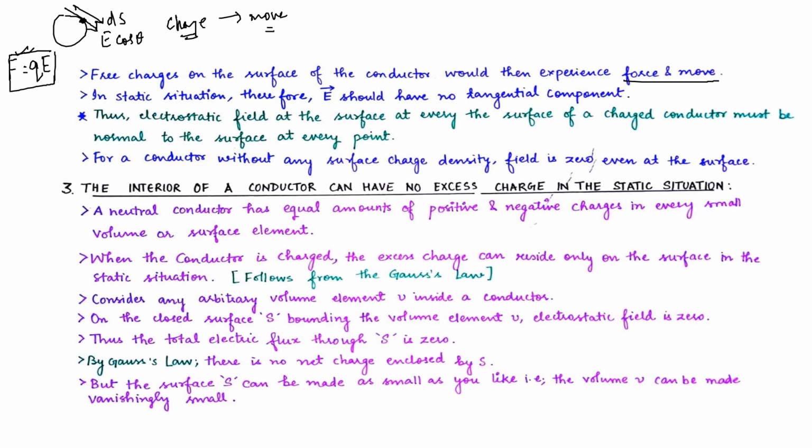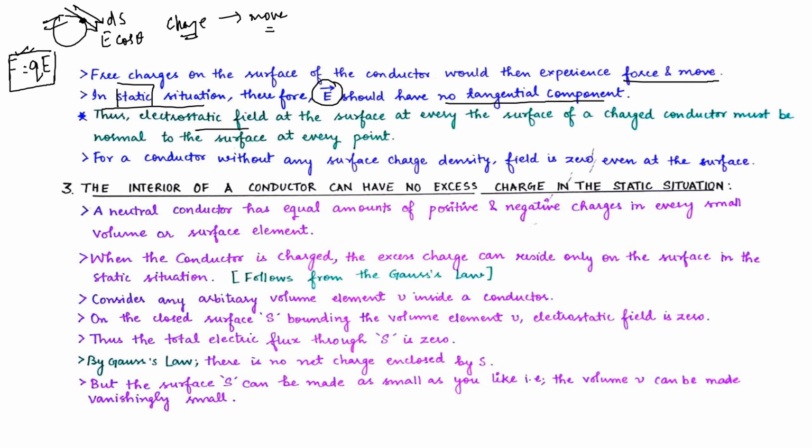So we assume that at this particular point, for knowing the electrostatics, we are not dealing with electrodynamics, we are dealing with electrostatics. So to know this electrostatics, we are dealing with this concept. Now in static situation, therefore E should have no tangential components. For us the main thing is the static situation. So in this static situation, E should not have any tangential component.